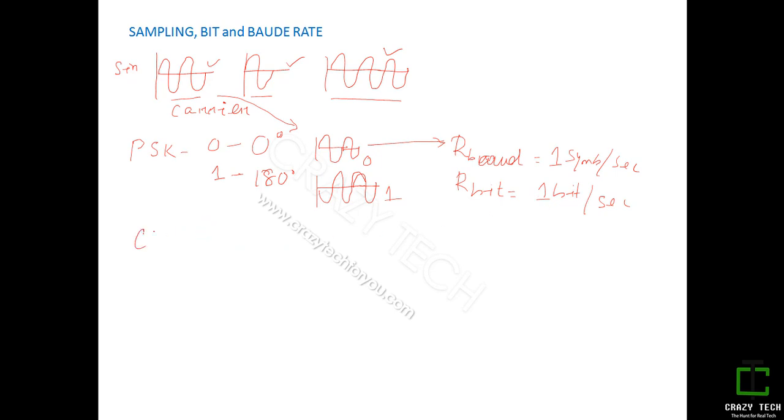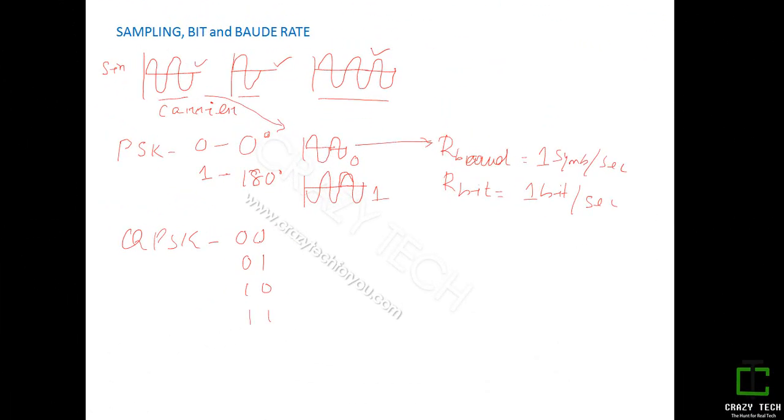Similarly, let's say QPSK, 2 bits in 1 symbol. Okay, for 0 degree phase shift, for 1, 90 degree phase shift, for 180, for 270. Okay, so if I want to send 1, I have to send this symbol with a 90 degree phase shift.